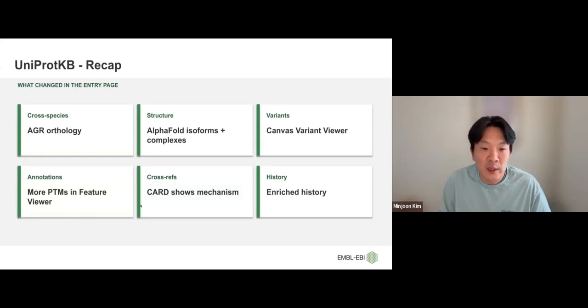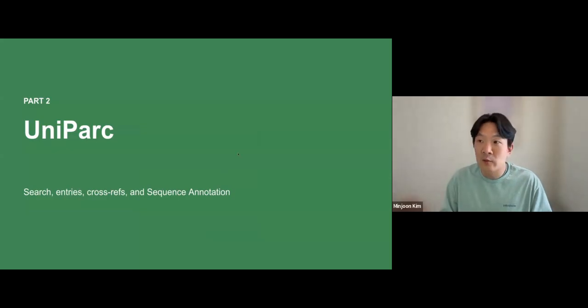For the cross references, we have the card mechanism showing in the respective protein sequences that do have that contained. And also for history, we have the enriched history part that we've shown with the demerged entries and the entire history as well. So that is it for UniProtKB. And then for UniParc, I will hand it over to Swati.